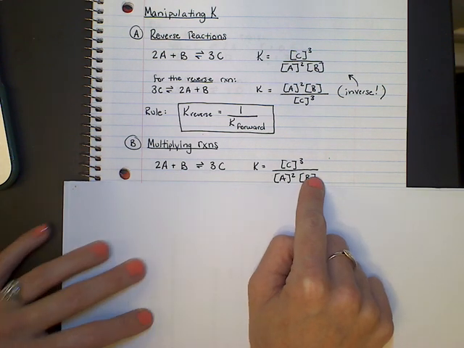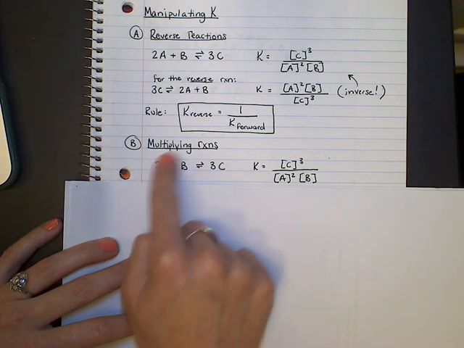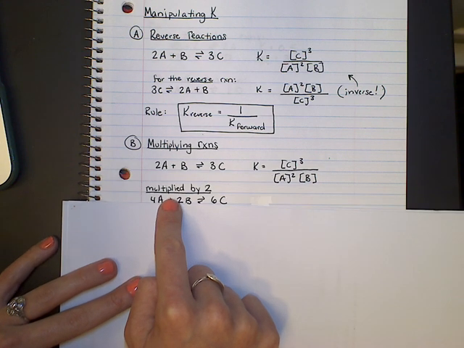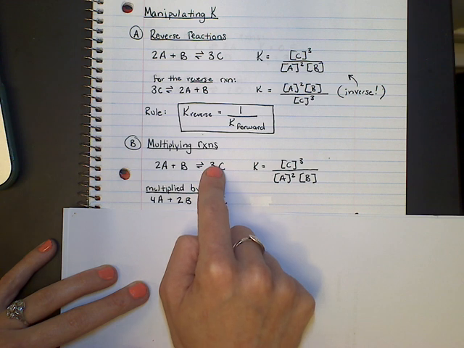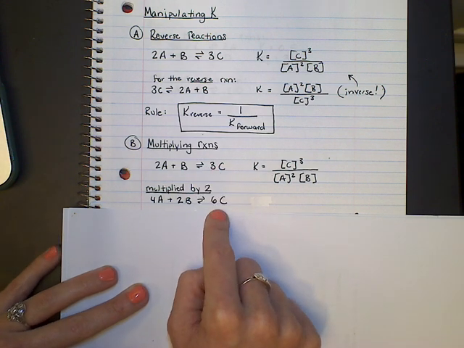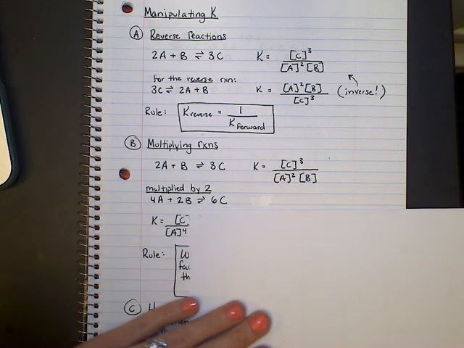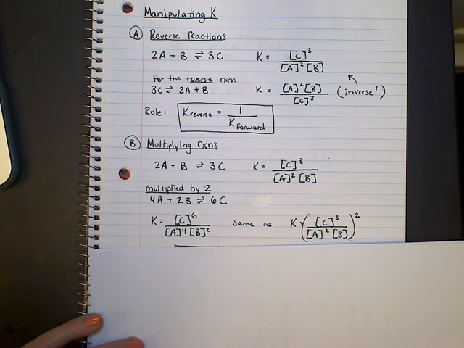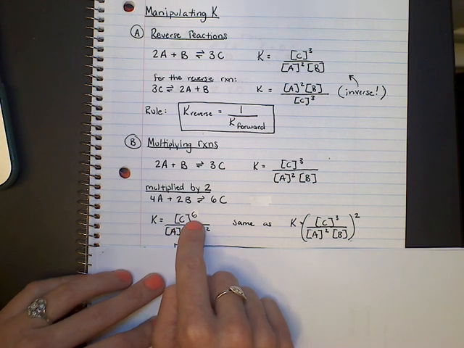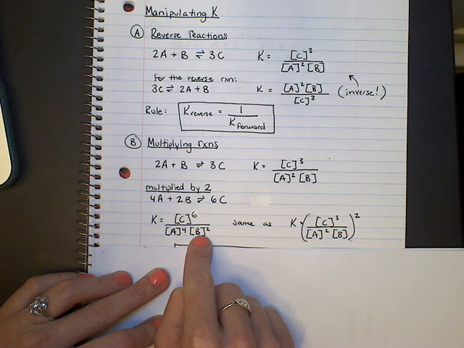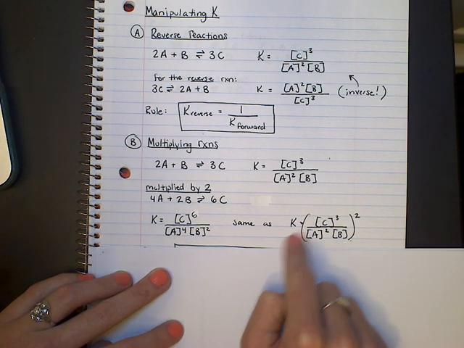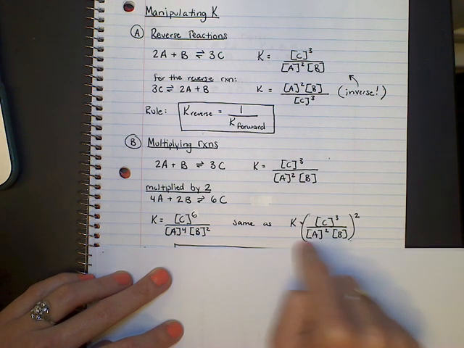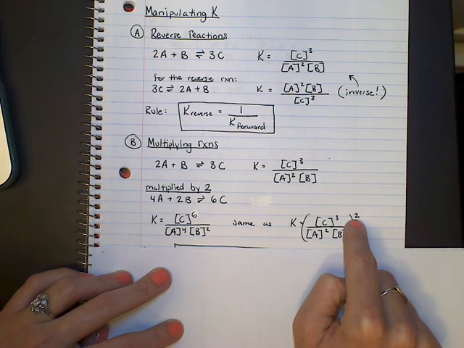Number 2, or part B, if we're multiplying reactions, let's take a look at our basic reaction here. This is our equilibrium constant. If we wanted to multiply this reaction by 2, we could do that. So now instead of 2A, we have 4A, we have 2B, and 6C. We can write the new equilibrium expression. It looks like this. Now the coefficients have changed, so we have to change our exponents. We can also write this by leaving it alone and putting the whole thing in parentheses with a 2 on top.